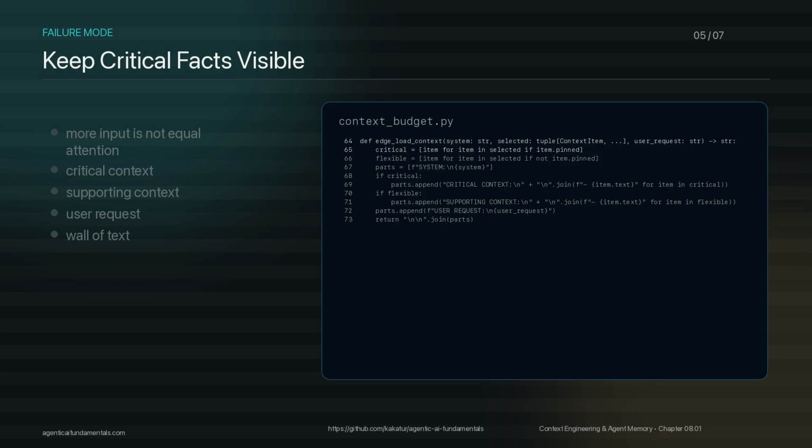More input does not mean the model will use every fact equally. A long context can still hide the fact that matters. The function edge_load_context keeps critical context separate from supporting context. The goal is to make the required facts visible, named, and placed near clear boundaries. Critical constraints and the latest user request should not disappear inside a wall of text.